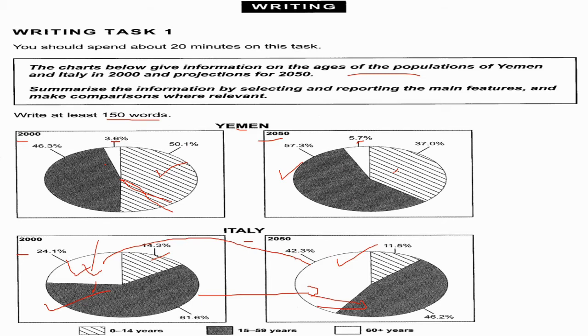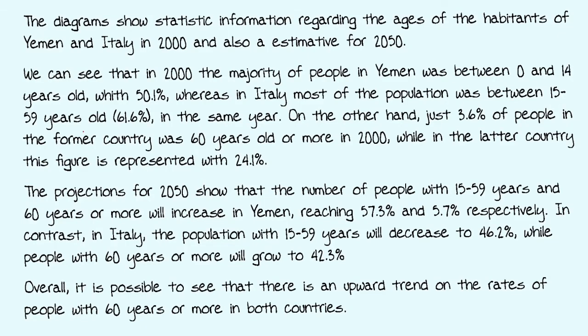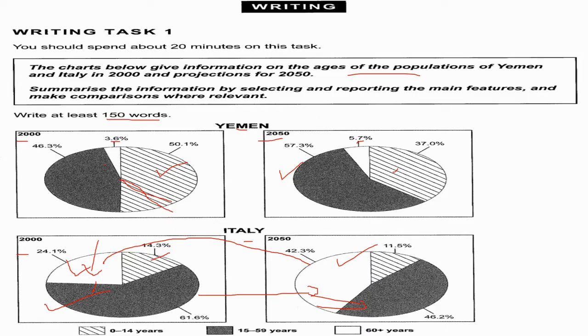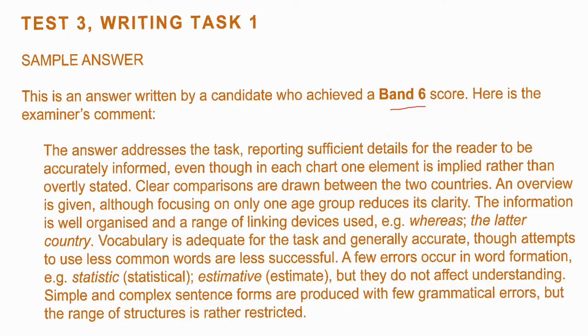This is actually something someone has already written, and this is of band 6. The writing of the content has achieved a band 6 score. So before we go to the comment by the examiner, let us read what he or she has written.